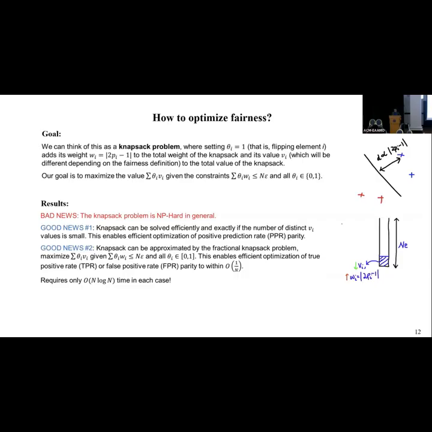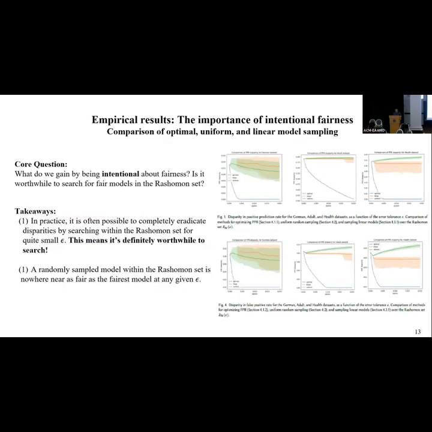Generally, the knapsack problem is NP-hard. However, when the number of values is small, as in the statistical disparity case, knapsack can be solved in linear time after we sort the weights in n log n time. When the values are not small, as in the false positive rate and true positive rate settings, the knapsack can be approximated by a fractional knapsack whose solution is within order of 1 over n of the optimal solution, the optimal disparity.